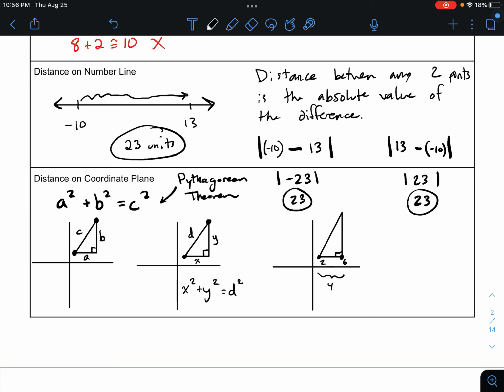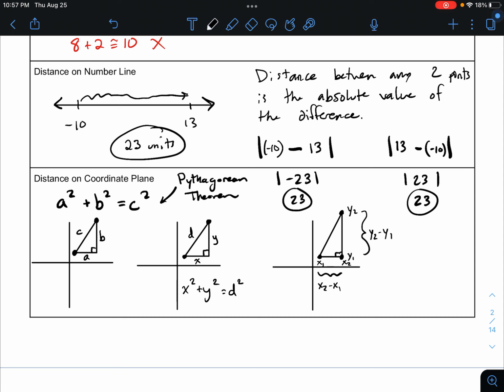Now this is a pretty specific case. We want to know what happens in a generic case with just x's and y's. So I can call this point x2 and this point over here x1. And for my y values, I can do the same thing. I can call this point up here y2, and this point down here y1. So the horizontal distance is x2 minus x1, and this vertical distance is going to be y2 minus y1.